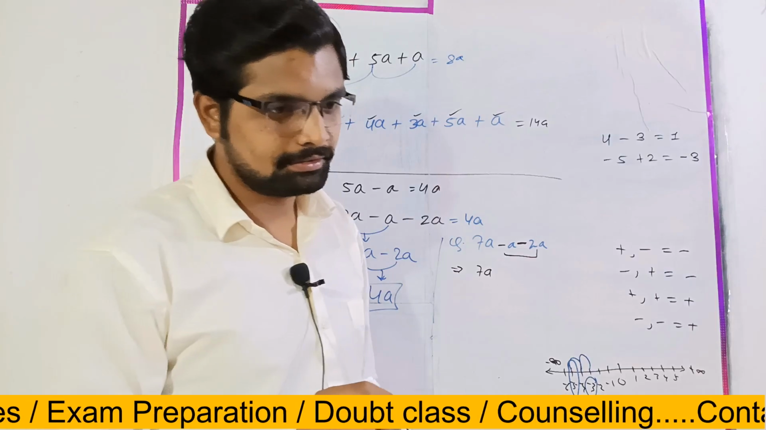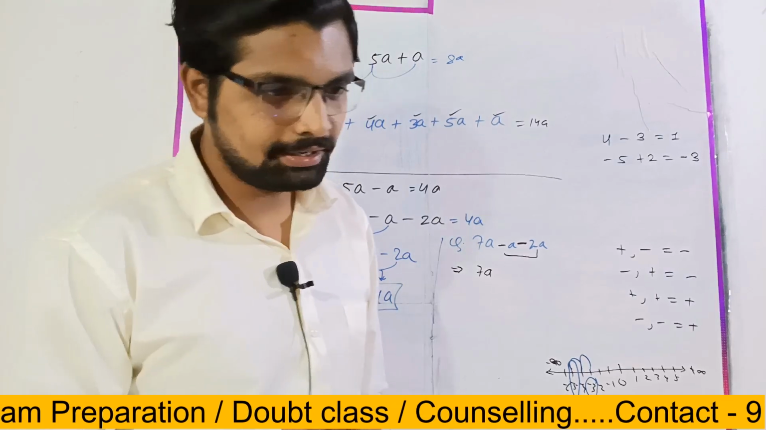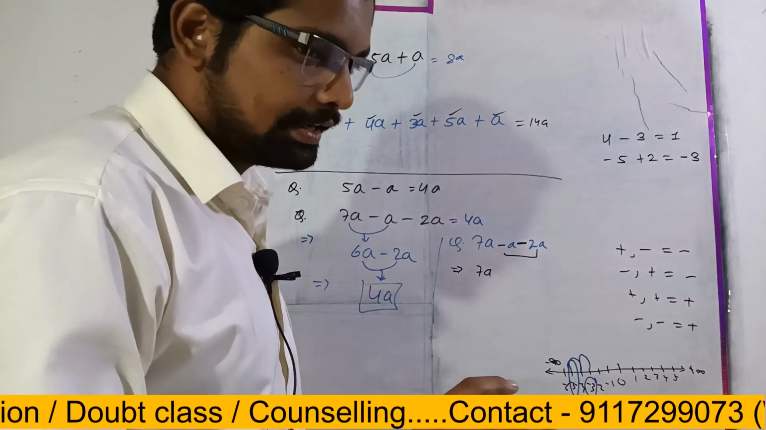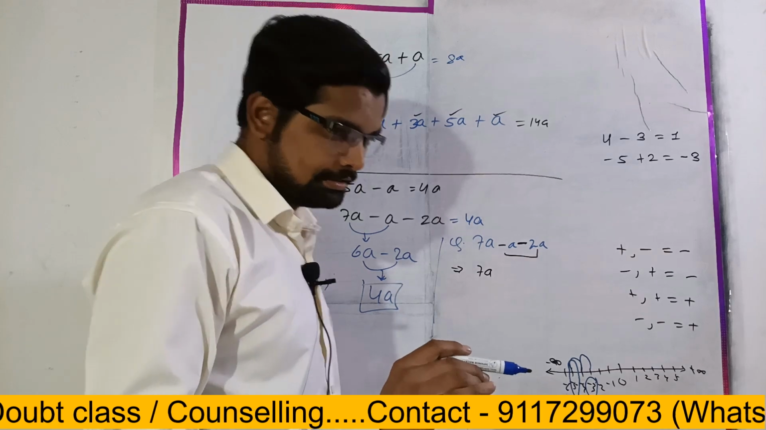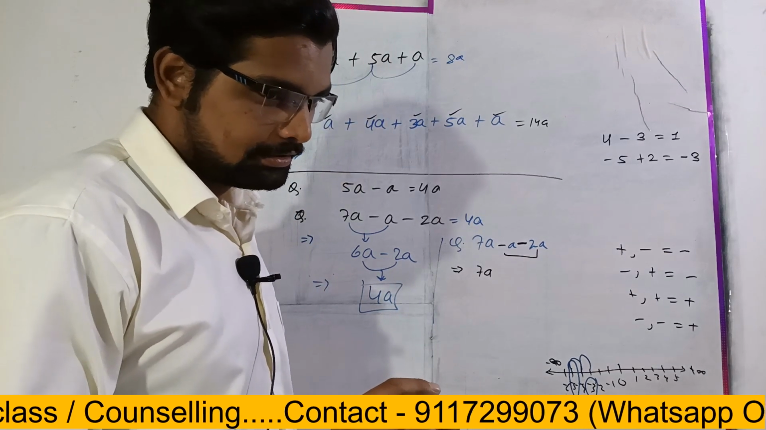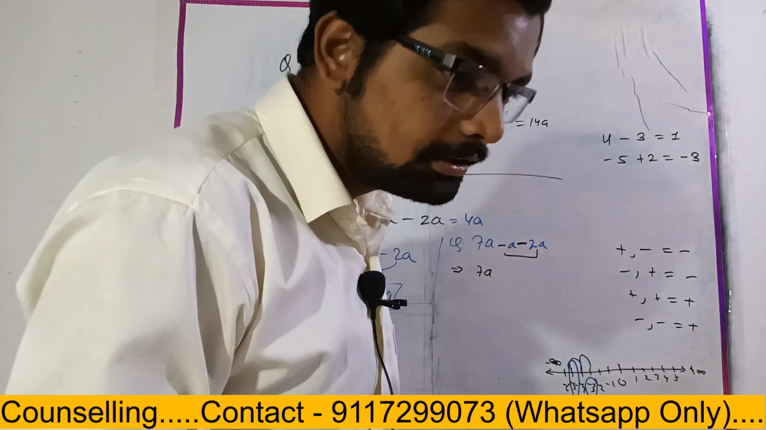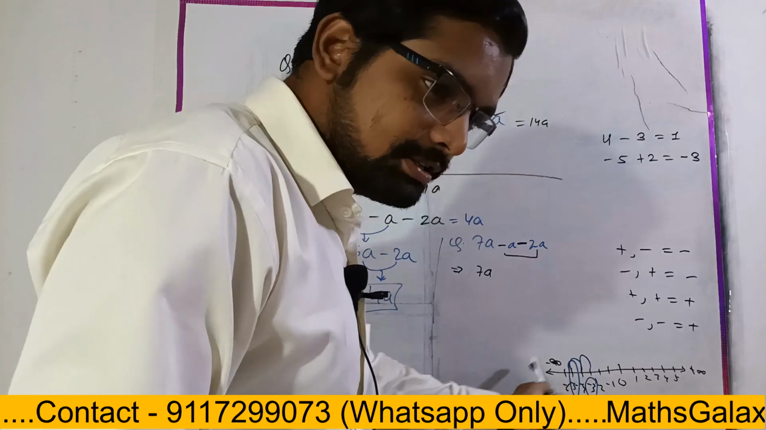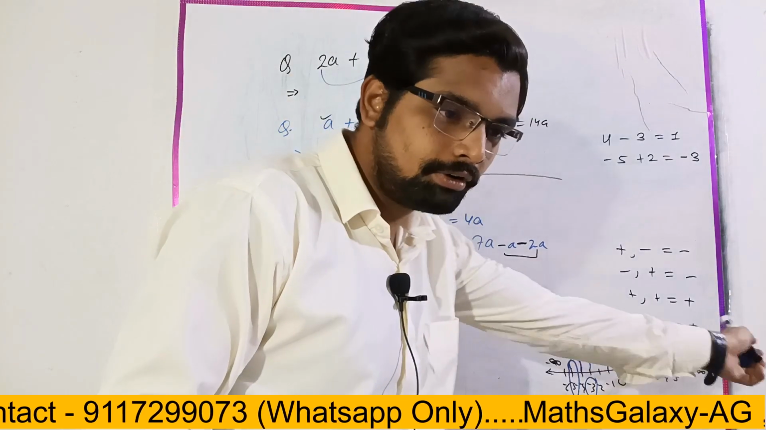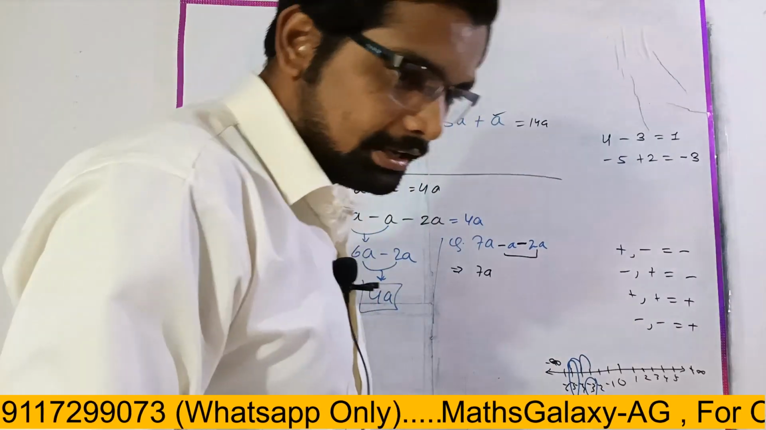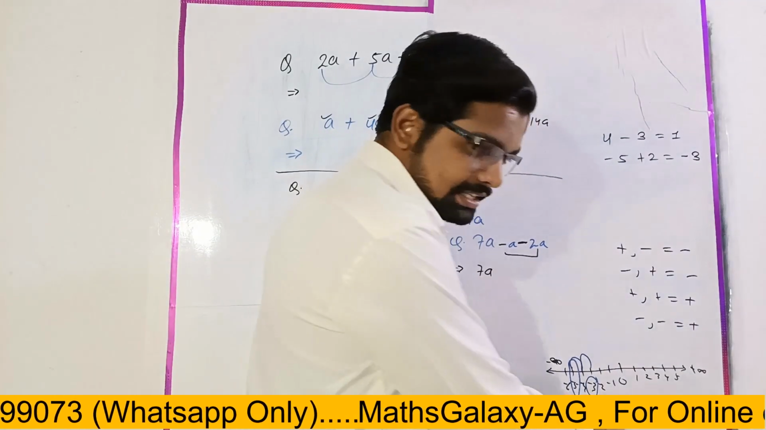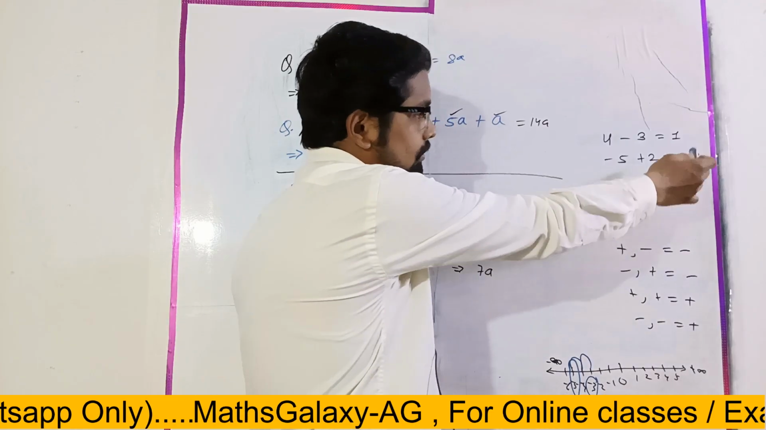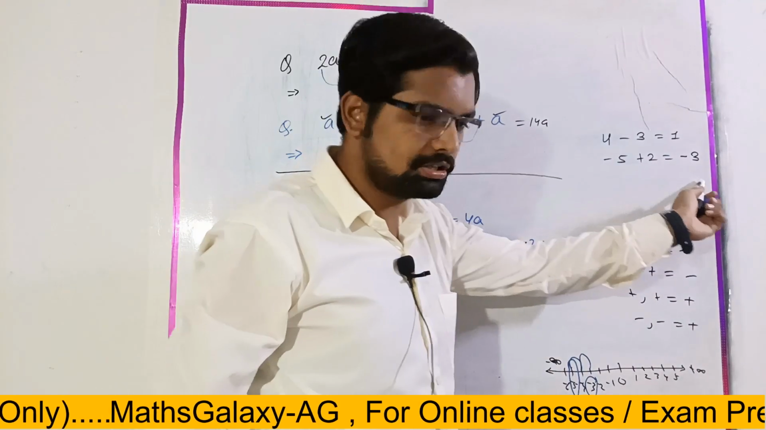Is it clear? Any doubt? If there is any doubt, you can ask me. Minus means go back, and plus means go forward. Easy. Is it clear? So this is the explanation with the number line, and the other is the direct explanation, you can say.